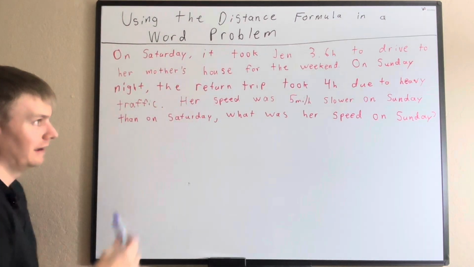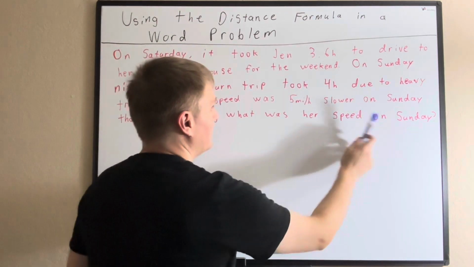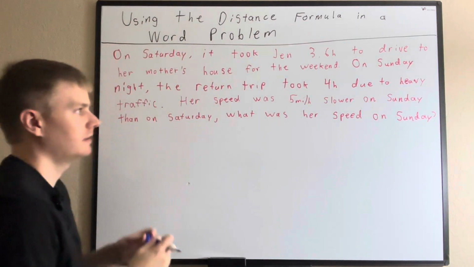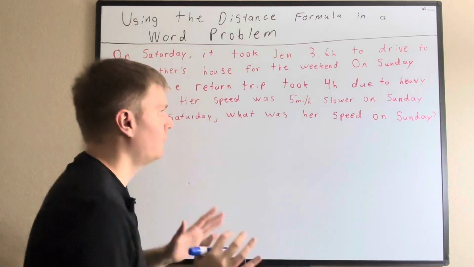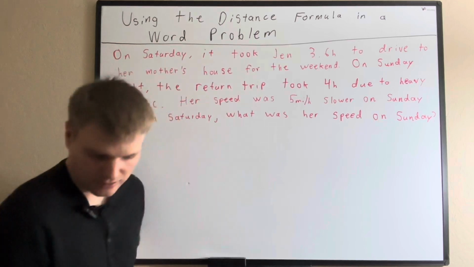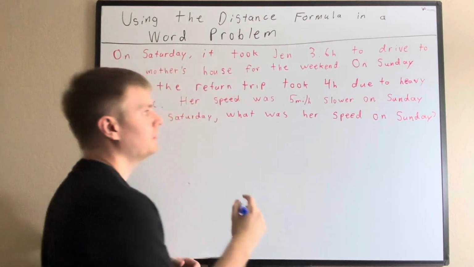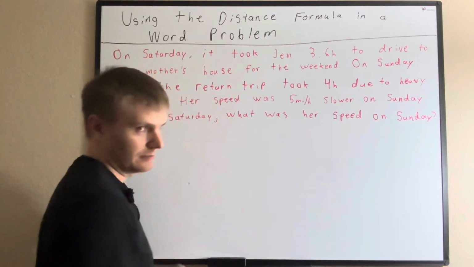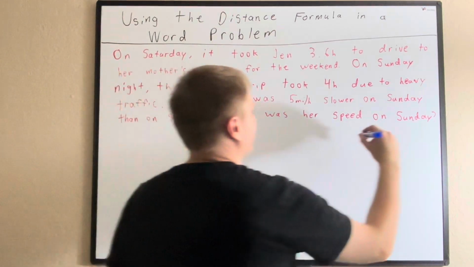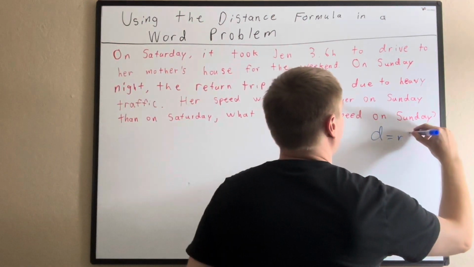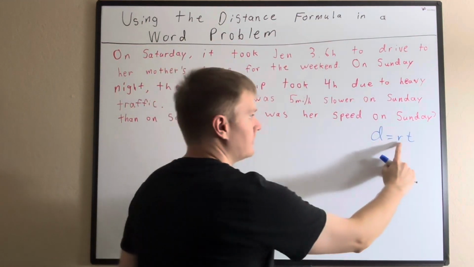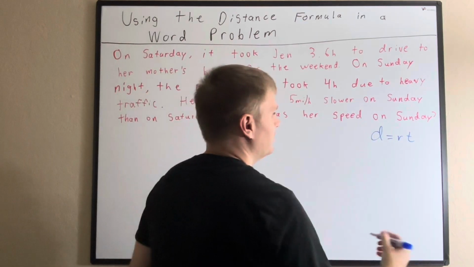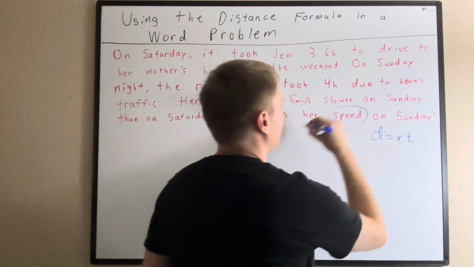Well, I'm guessing we're going to need to know the speed on Saturday to figure out what the speed was on Sunday. So let's just write down what they want us to solve for. They want speed. Now, what is the distance formula? First of all, stop me if you've heard this before, it's distance equals rate times time. D for distance, R for rate, T for time. Rate can also mean speed, right? That's a key word, speed.